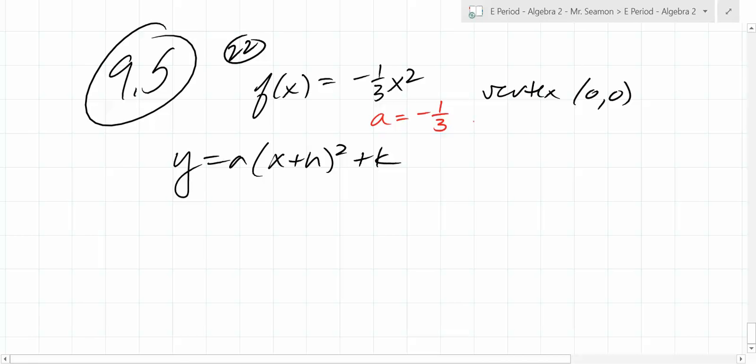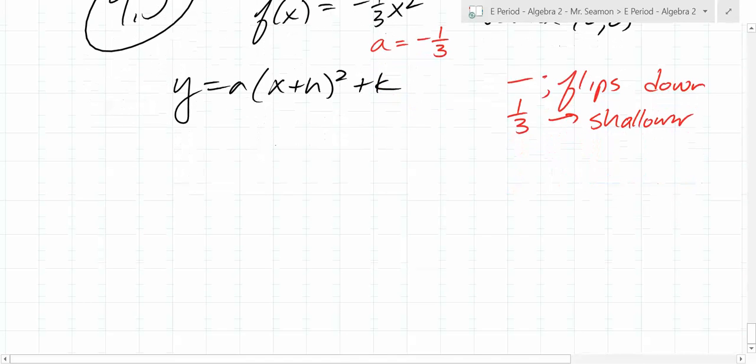Now that does two things. What does the negative do? The negative flips it, right? Flips down. And what does the 1/3 do? No, it makes it shallower. We're trying to use the same word. It makes it shallower, right?